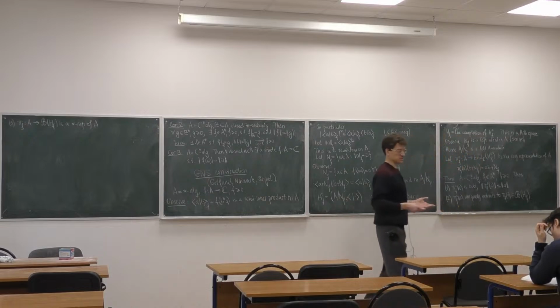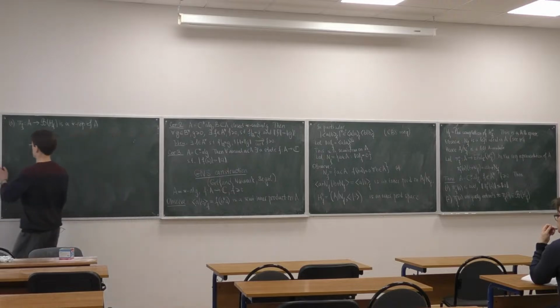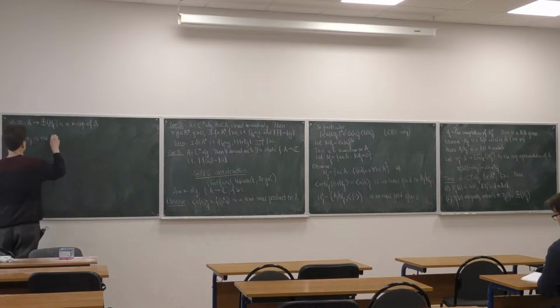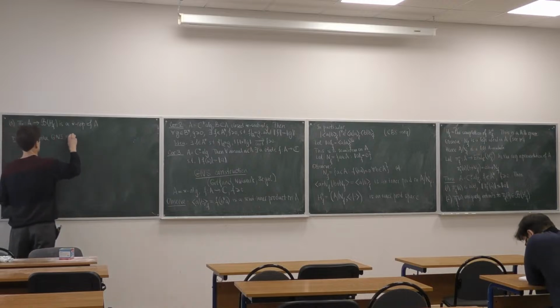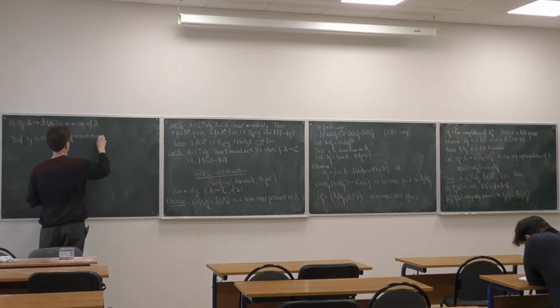So we get a representation, and this representation is called the GNS representation. Pi f is the GNS representation associated to F.